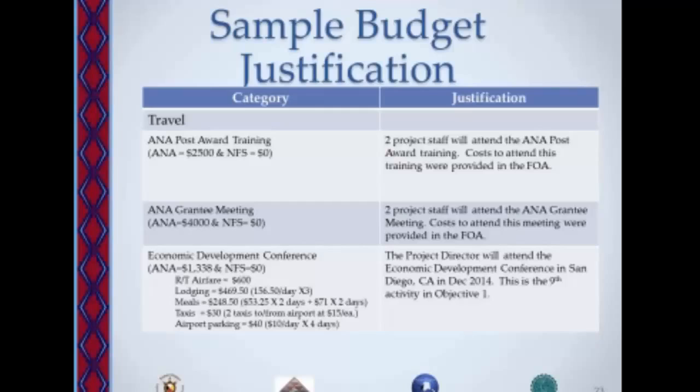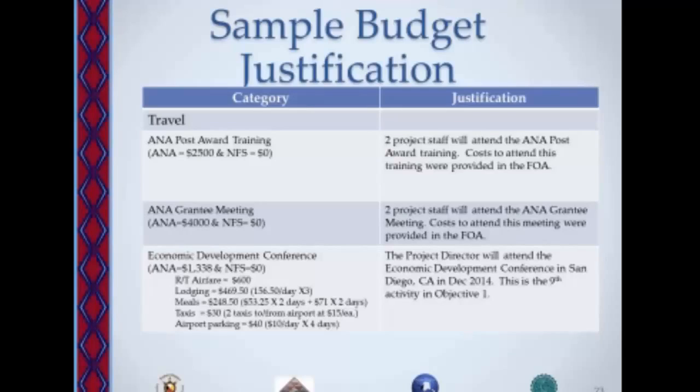This budget also indicated costs to attend an economic development conference. And in this sample budget justification, you can see how they calculated those costs. And it also, under the justification, indicates where they're traveling to, and that it's related to the 9th activity in Objective 1. In your project approach, you would detail further how attendance at that conference relates to your project goal and objectives.